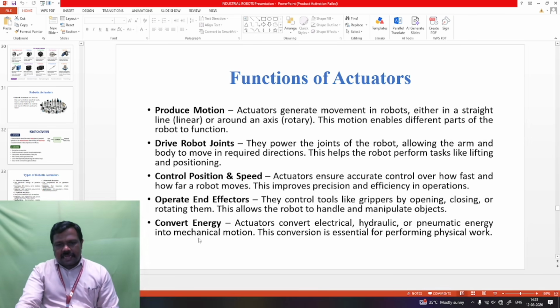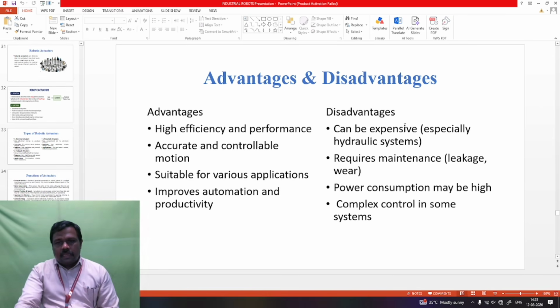Actuators convert energy. An actuator converts electrical, hydraulic or pneumatic energy into mechanical motion. This conversion is essential for performing physical work. Actuators have some advantages and disadvantages. First of all, see the advantages: high efficiency and performance, accurate and controllable motion, suitable for various applications, improves automation and productivity.